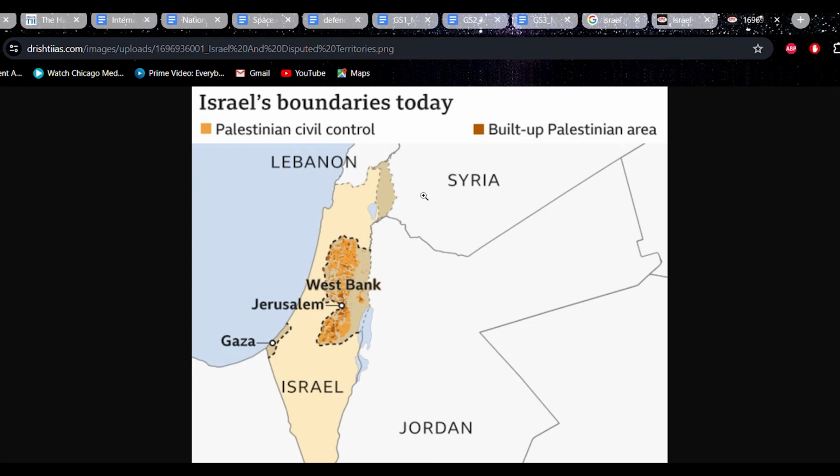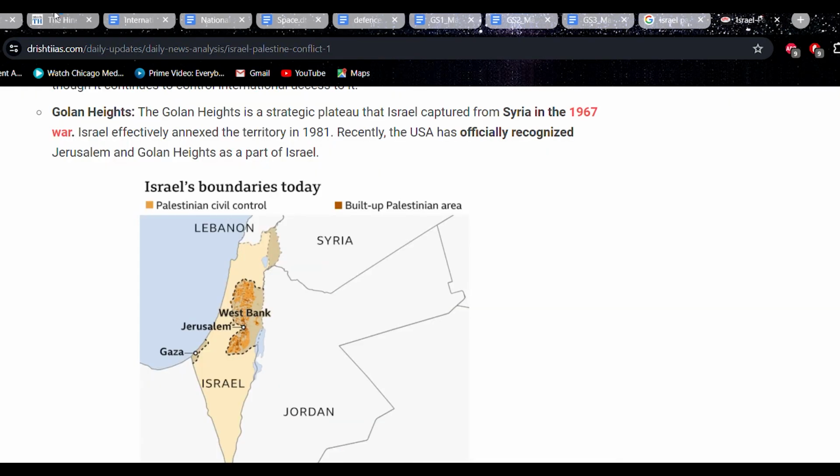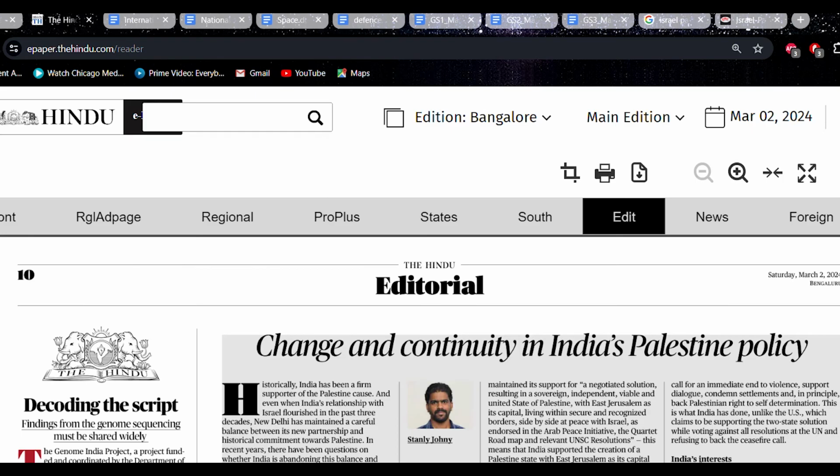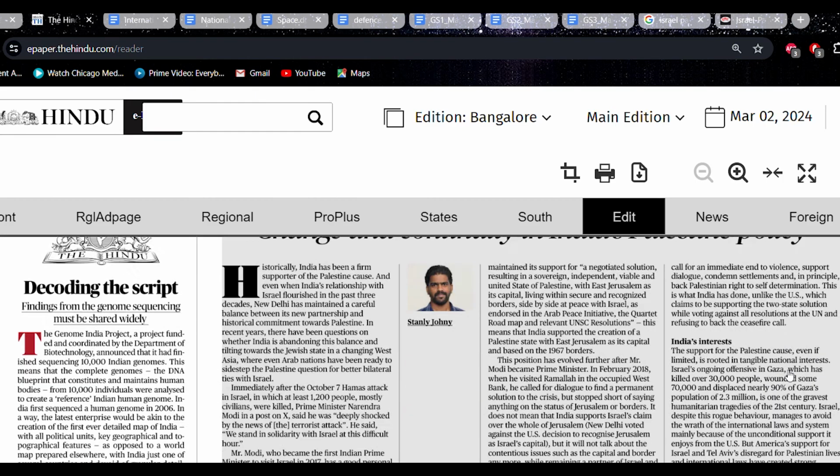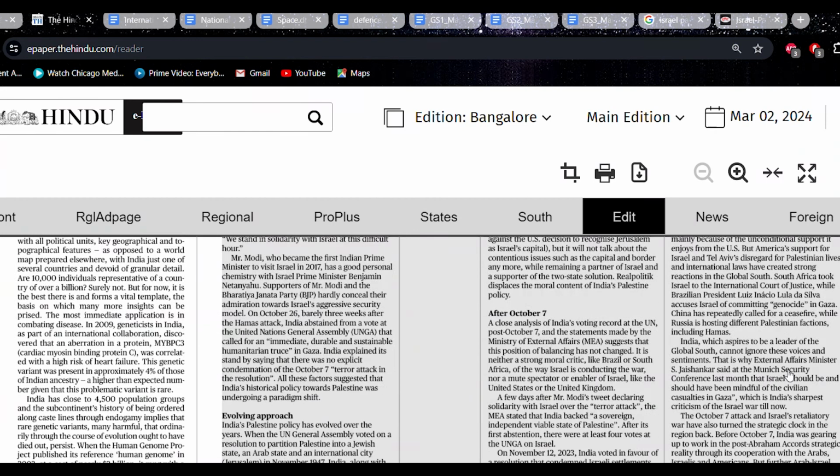There is the Mediterranean Sea, Golan Heights, Gaza, West Bank, Jordan River. All this you should be able to mark in your map. So once you're done with this, come back, just read the article, India's interest, all these things.